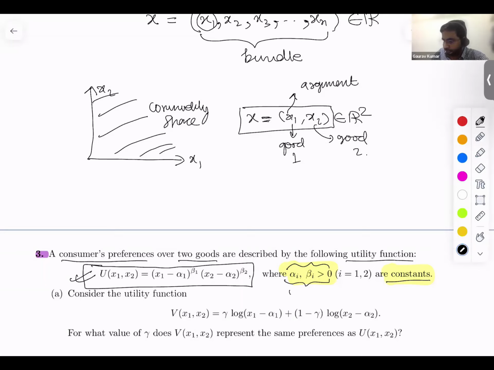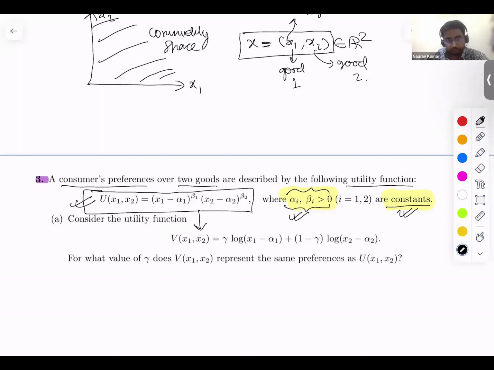This is a very important condition for you to reach the answer to this question. If you ignore it, you might end up with a wrong answer or not reach any answer at all. So you have to give emphasis to the conditions given with the question, which is that alpha i and beta i are greater than 0 and both are constants. Okay, so now let's consider. This is just a monotonic transformation. If you look at it, you will realize that it's a monotonic transformation.